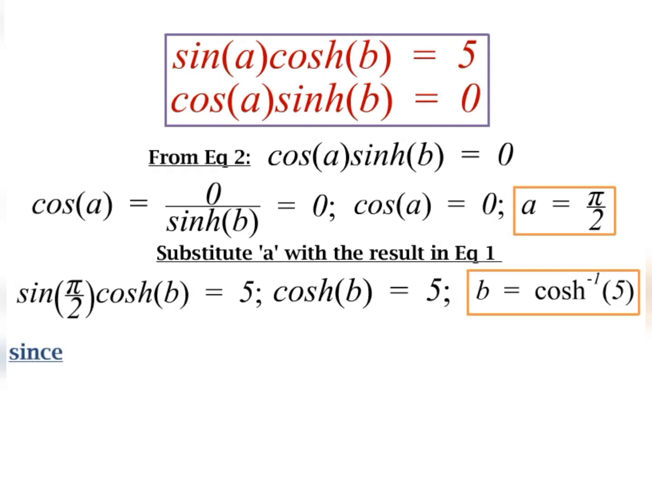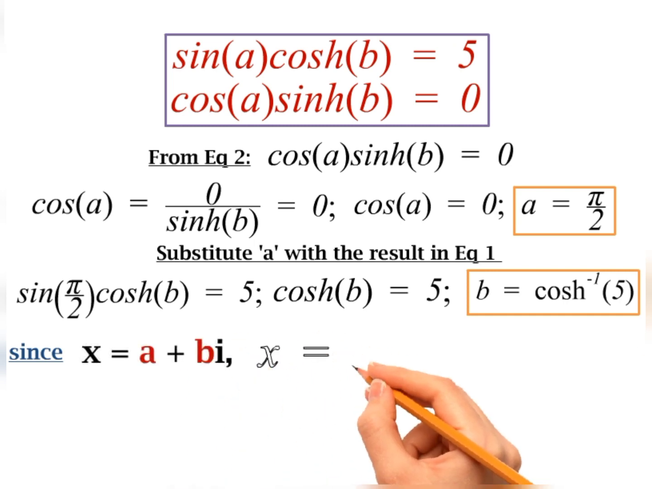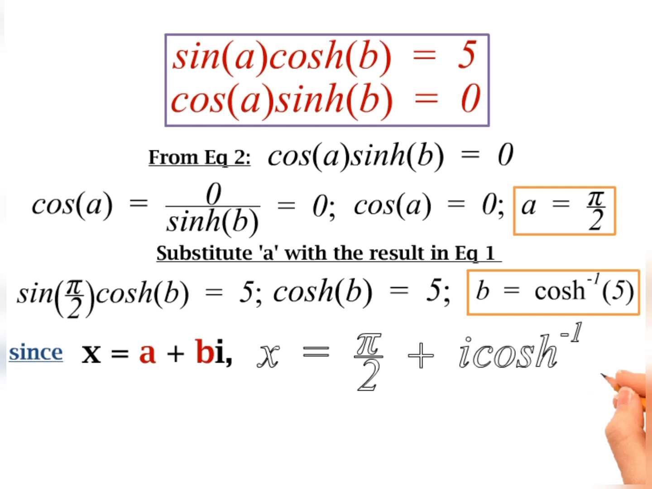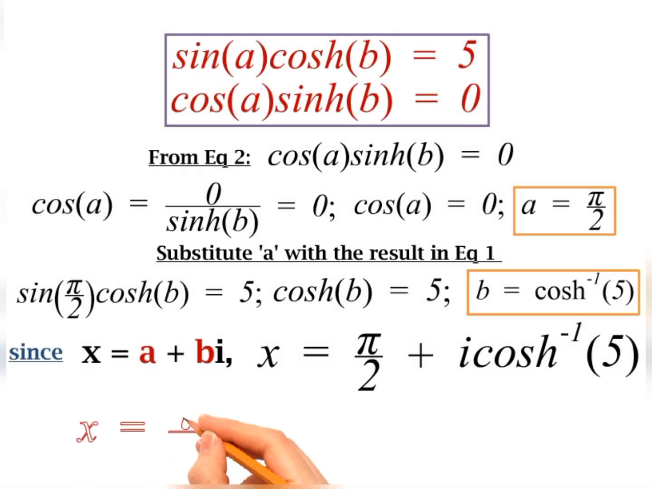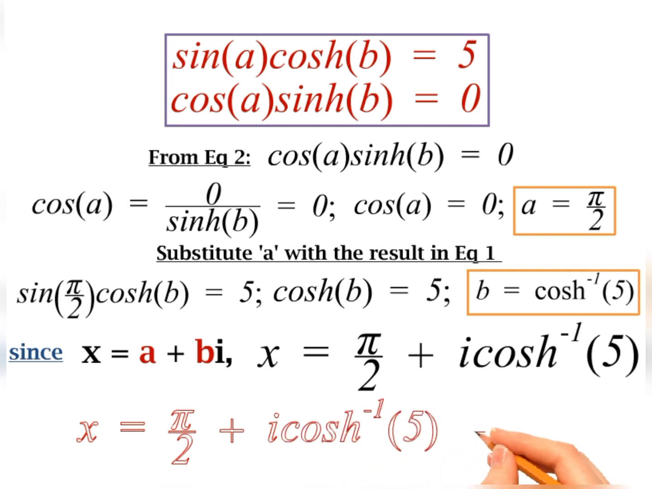Don't forget how we started. x is equal to a plus bi. Let us put in the values of a and b to get the value of x. x equals pi over 2 plus i cos inverse of 5, but because the sine function has a periodicity of 2 pi, we add 2 pi k to x, and have it in mind that k can take all integer values. Finally, x equals pi over 2 plus i cos inverse of 5 plus 2 pi k.